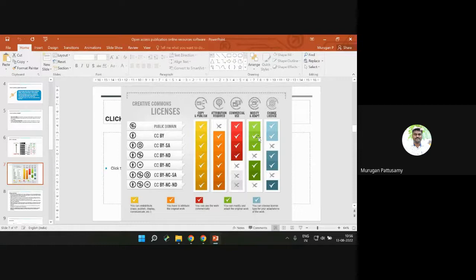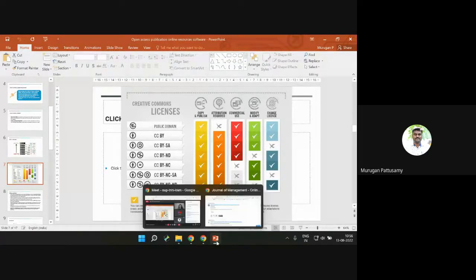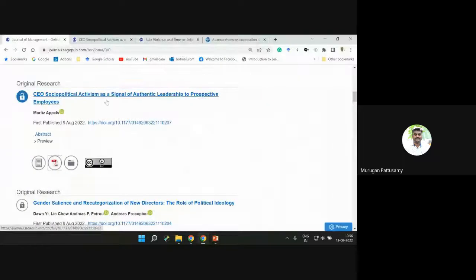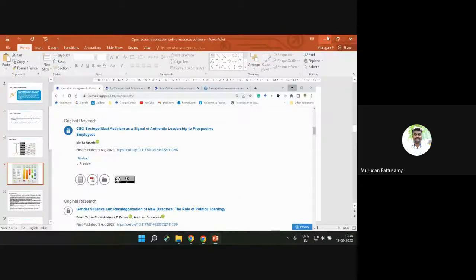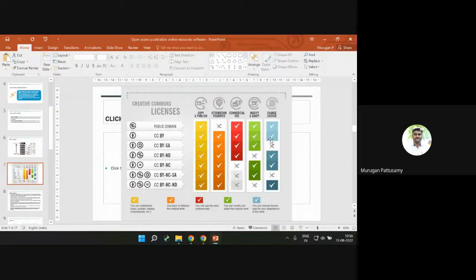That is possible. Then you have modify and adapt. Whether I'm free to copy paste this content in my reading material or not. Yes, you can also do that. You have to provide the attribution of this particular source of reference. Apart from that, there are no other restrictions. Then what else can be done? Whether you are permitted to change the license? Yes, you can change the license also.